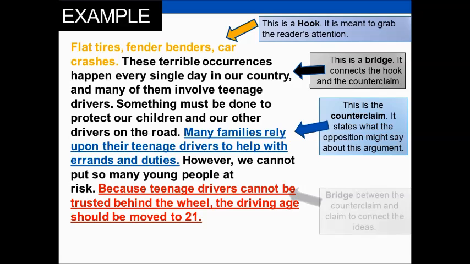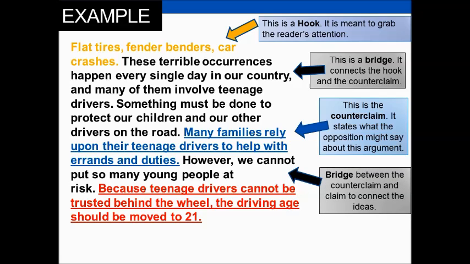Next, we have our second bridge. However, we cannot put so many young people at risk. The purpose of this bridge is to connect your counterclaim to your claim and help your readers transition over from what your opposition thinks to the point that you're going to prove. Notice that this bridge began with "however," a nice transition word which helps our readers understand that we're going to change our focus now in the paragraph.